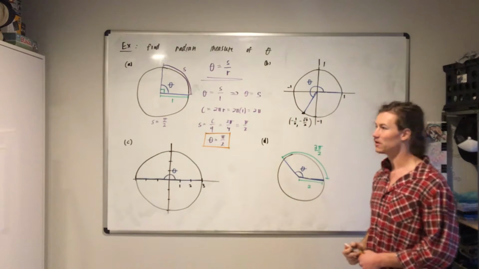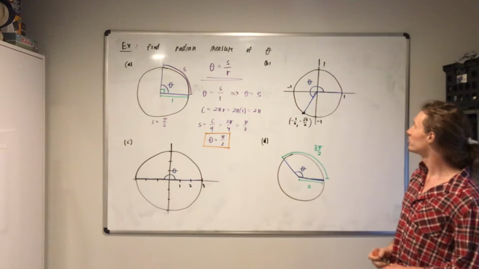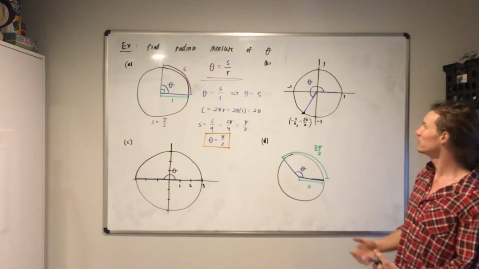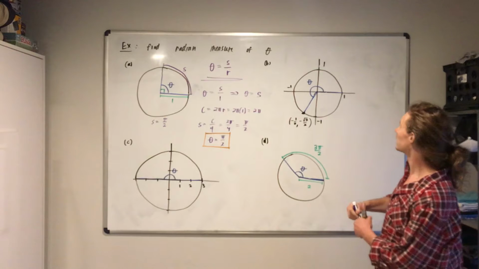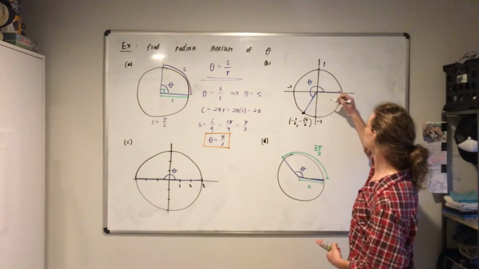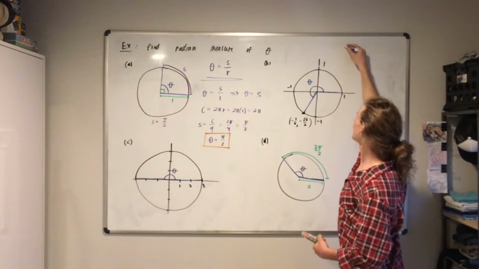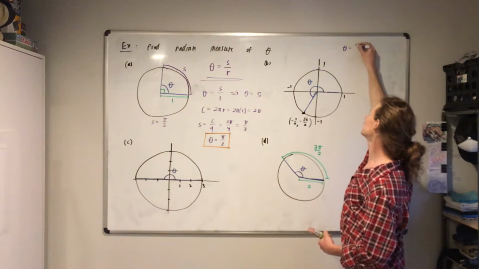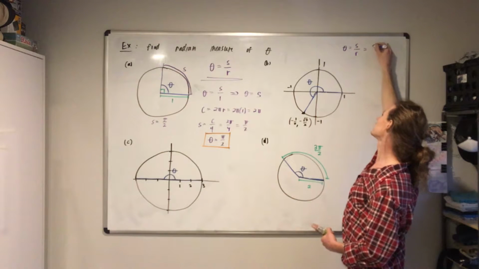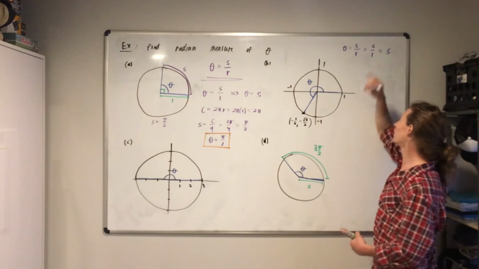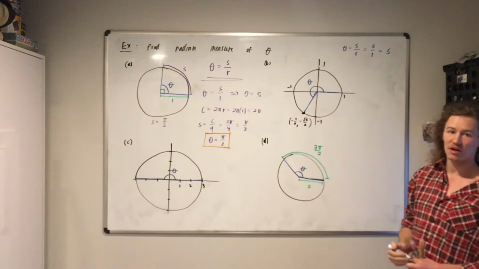Awesome. Let's go ahead and look at part B. In part B, we're again working with the unit circle. Because our radius here is 1, our theta is just equal to the arc length divided by the radius, or the arc length divided by 1, or the arc length. So we must determine that arc length.